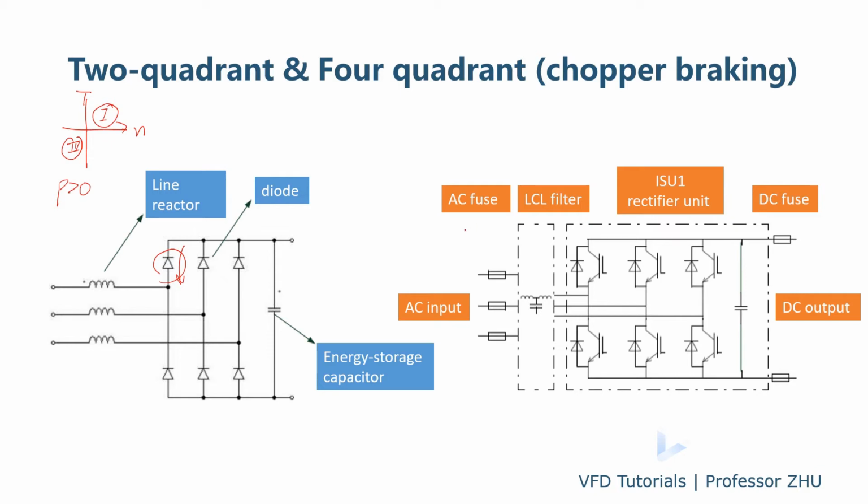For the rectifier, we use an IGBT rectifier instead of the diode rectifier. Here's the inverter, and here's the motor. If there is energy regenerated back from the motor through the inverter to the DC, we can regenerate and backfeed it to the grid. So this is a full quadrant drive.